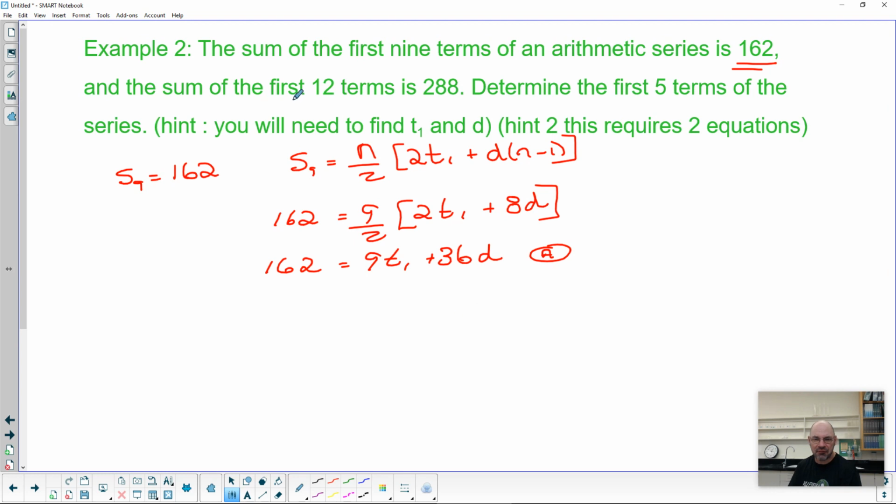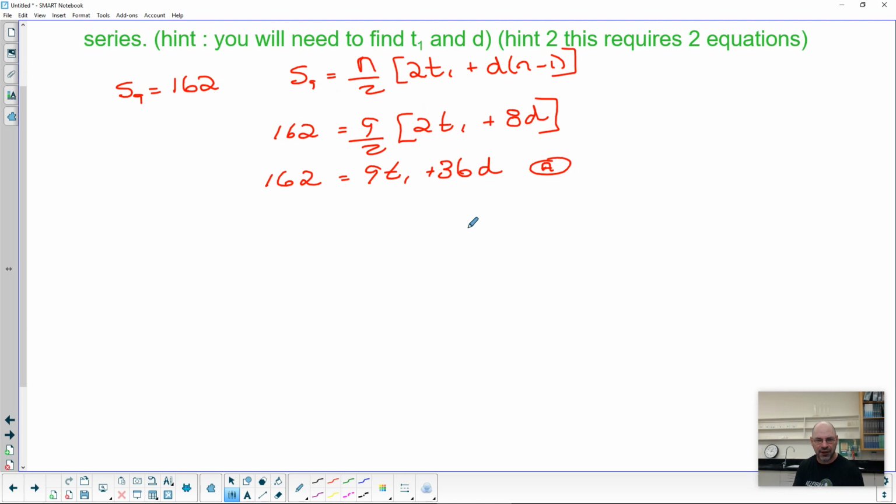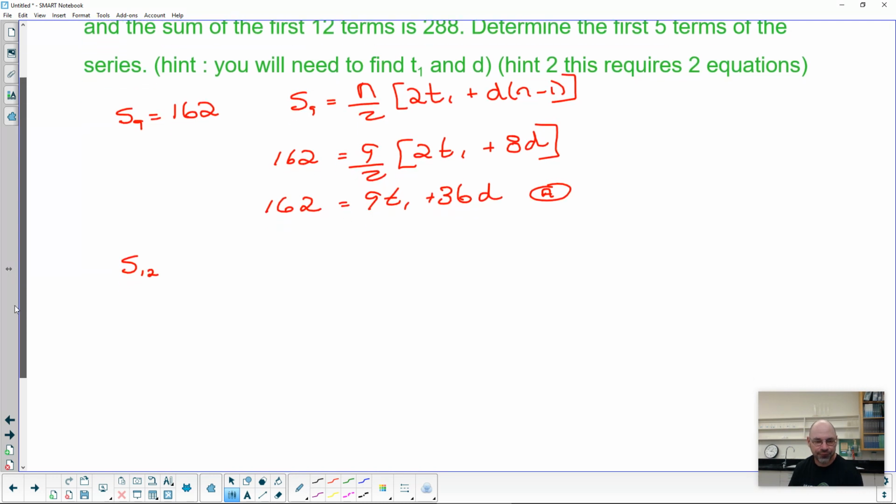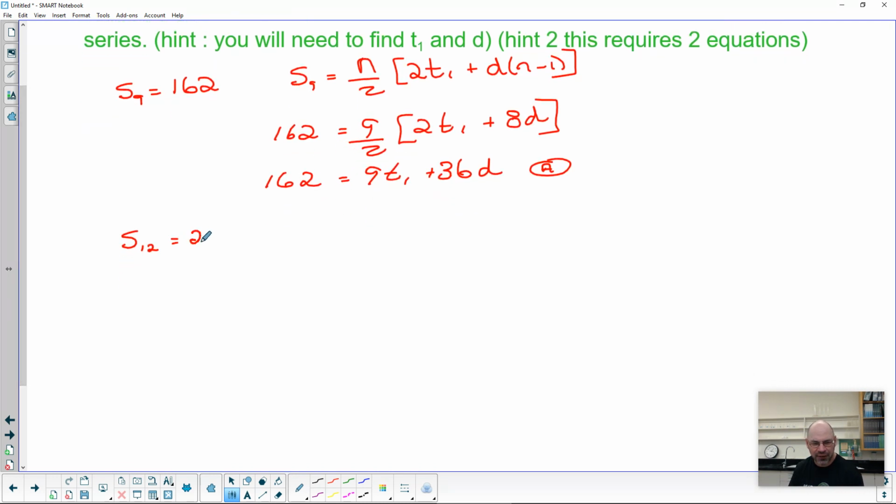Okay, but we have to develop a second equation so that, when we have two unknowns, we always have to have two equations to be able to solve it. So we're going to develop a second equation, the T12 one, or sorry, the S12 one. So S12, we know that is supposed to be, I forgot, S12 is 288. So this is going to be 288. So let's write it in this equation here.